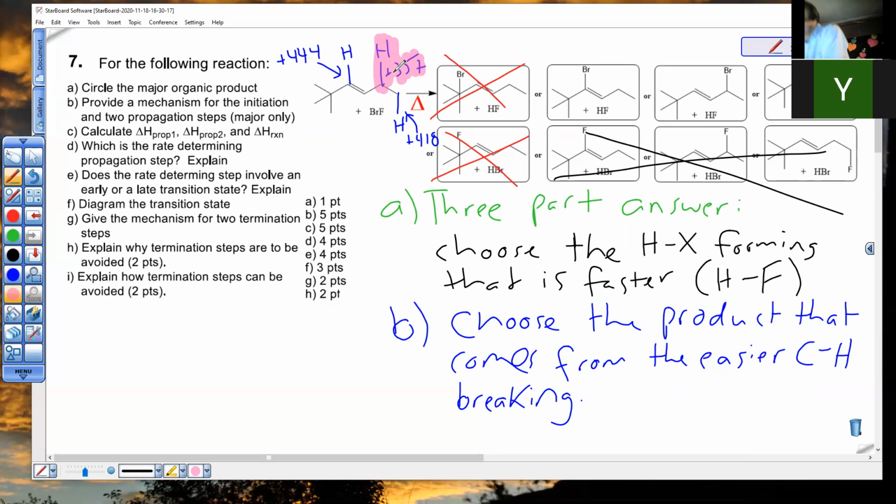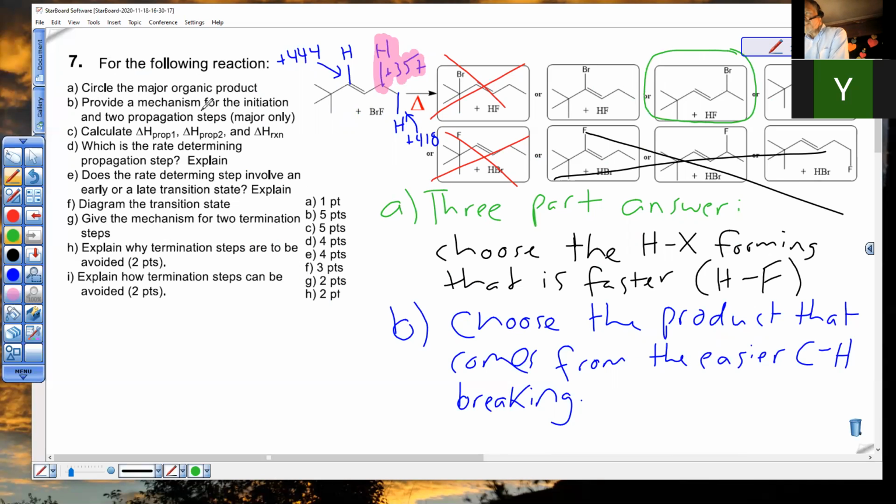Plus 357. That's the one we got to break. So we're ready to circle our product. It is the product box right here. Circle it right here. It's the one that will form faster. And all that for our first point.